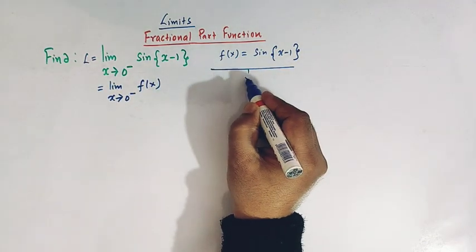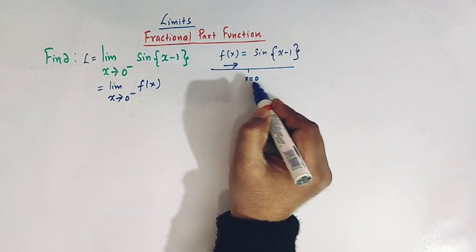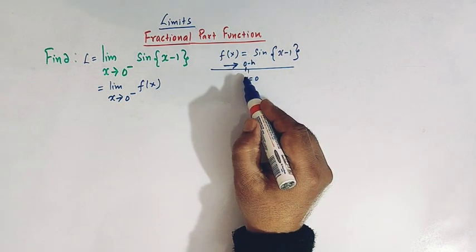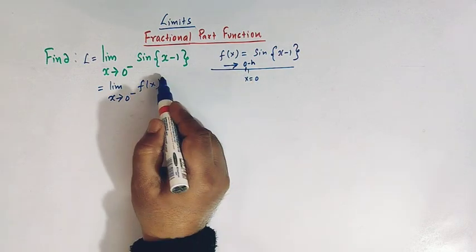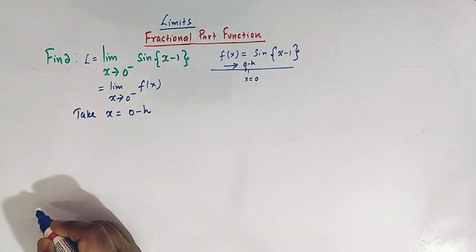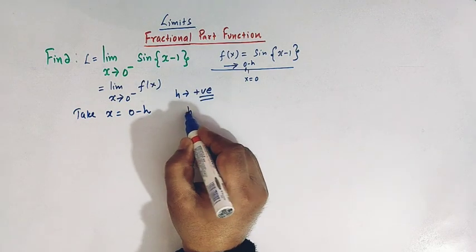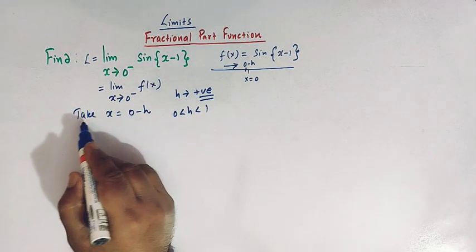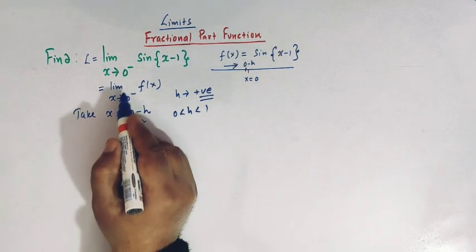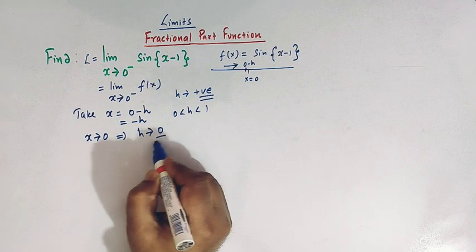So we have here x is equal to 0, and we are approaching x is equal to 0 from the left of x is equal to 0, right? So let us take a point that is 0 minus h in the left neighborhood of x is equal to 0, right? So what we do here, we'll take x is equal to 0 minus h, where h is a positive quantity and it is a very small quantity, and it lies between 0 and 1, right? So we'll take x is equal to 0 minus h. So 0 minus h is simply minus h, and here x tends to 0. So when x tends to 0, this implies that h also tends to 0, right?